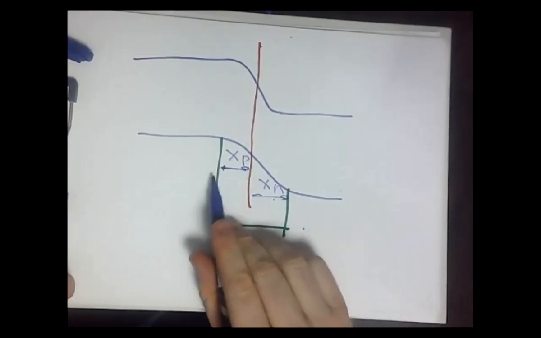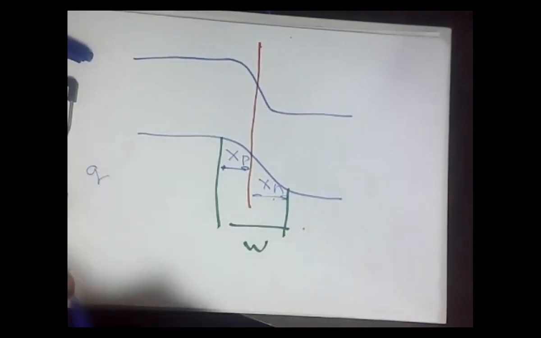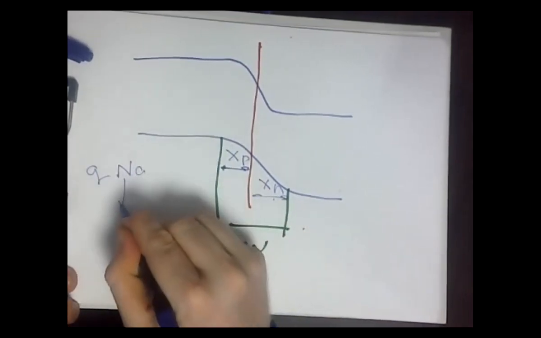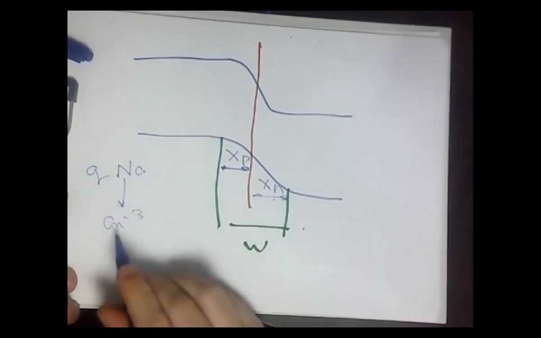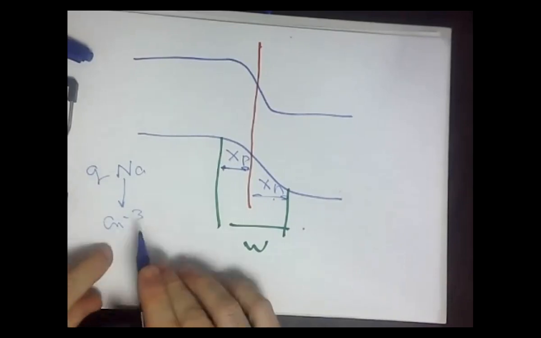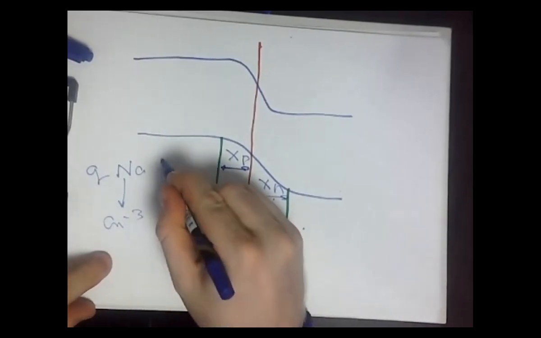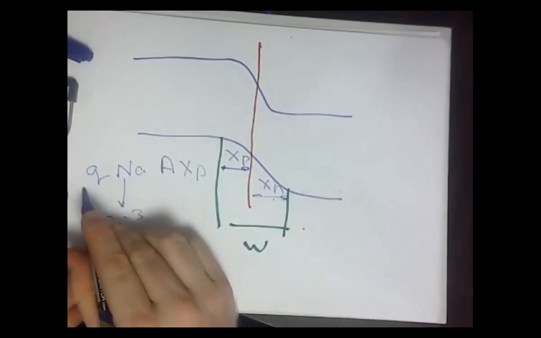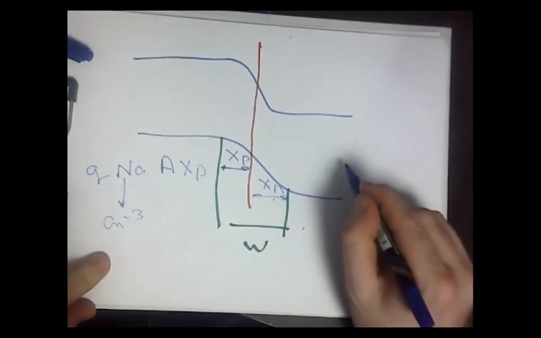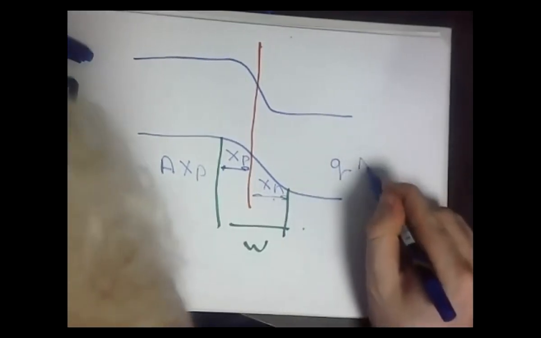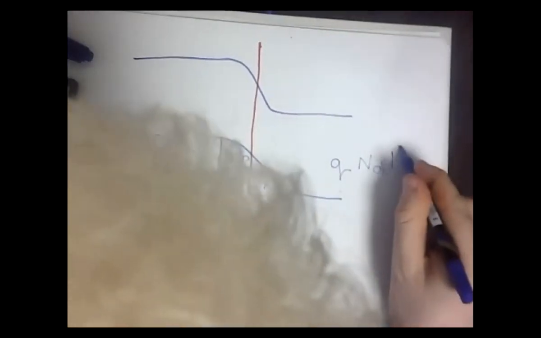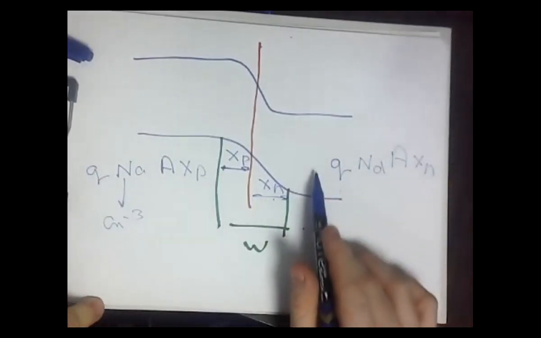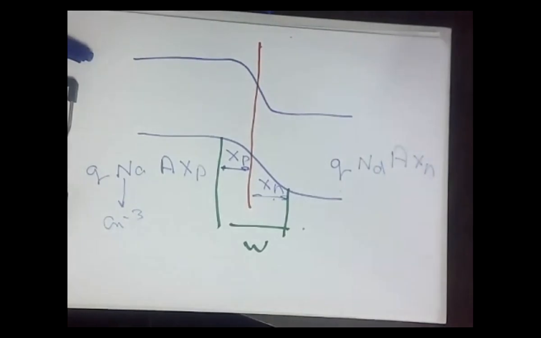So what about the total charge here? Simply, it's the unit charge times the amount of charge per unit volume, which is Na. Again, this Na, my dear students, is in centimeter to the minus 3. So in order to turn it into a number, you have to multiply by volume. So you multiply by area times XP. Area times distance is a volume. So this is the total charge in the p type. And what about here? Q, ND, area, XN. This overall total charge should be equal to the other overall total charge to be under thermodynamic equilibrium.